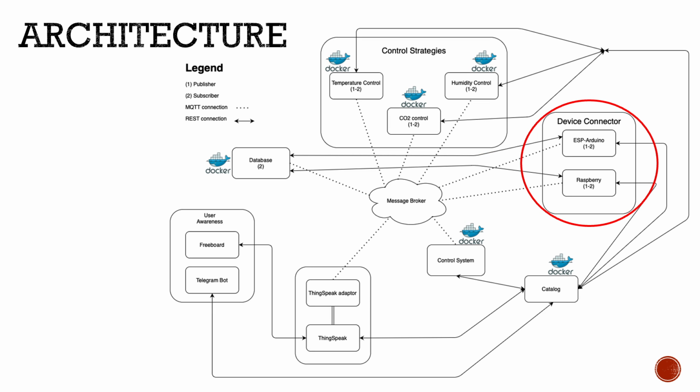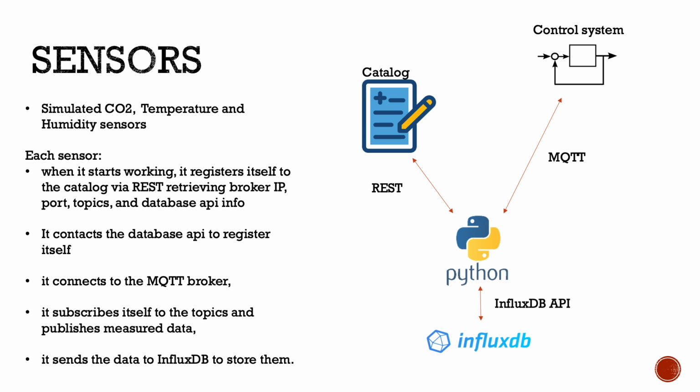We now move to the device connector. The system is equipped with temperature, humidity, and CO2 sensors. When each sensor is activated, it takes the following actions. It connects to the catalog REST API and retrieves broker IP and port, along with its topics and database API information. It contacts the database REST API and registers itself to the database. It then proceeds with its normal operation of taking measurements and sending these over MQTT.